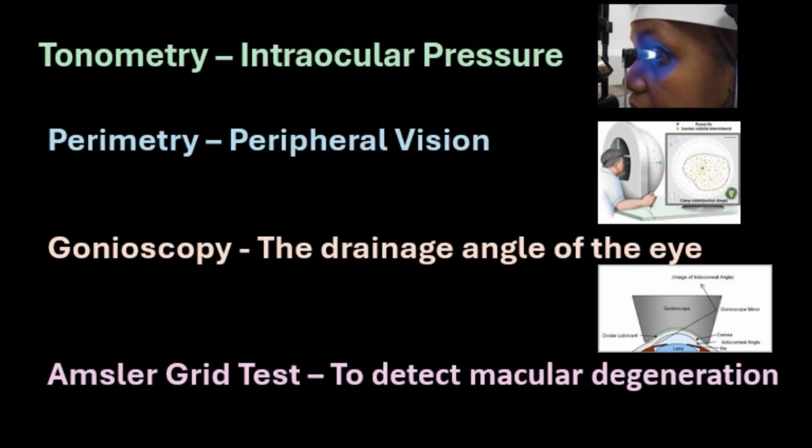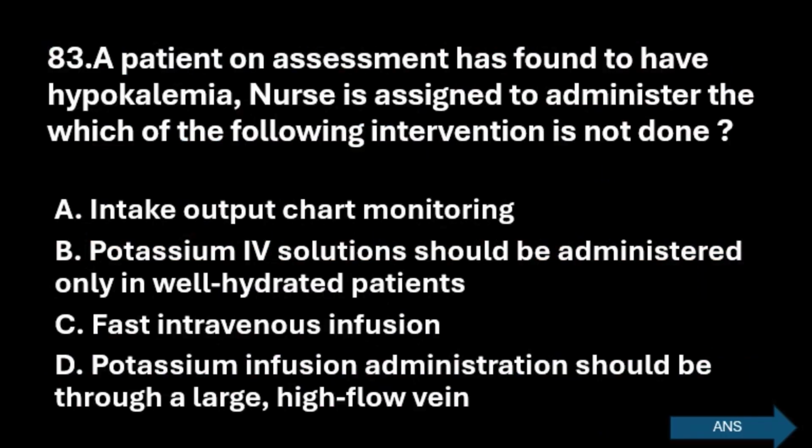Tonometry is the test for measuring intraocular pressure. You can see the diagrams here on this side. Perimetry will check the peripheral vision. You can see here. Gonioscopy is the test for drainage angle of the eye, and Amsler grid test is to detect the macular degeneration.